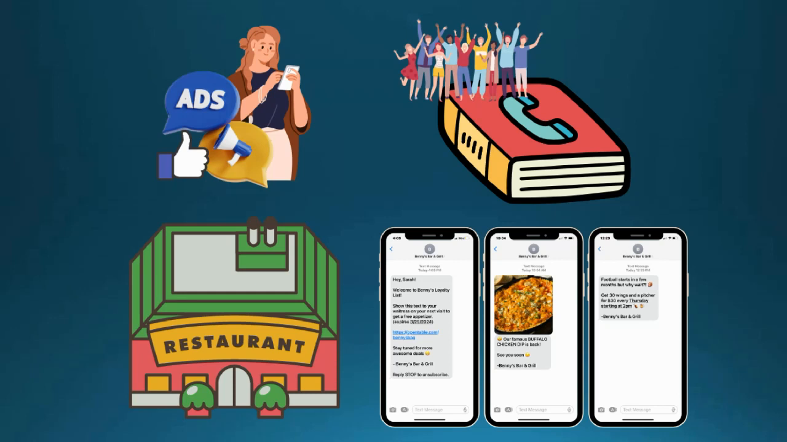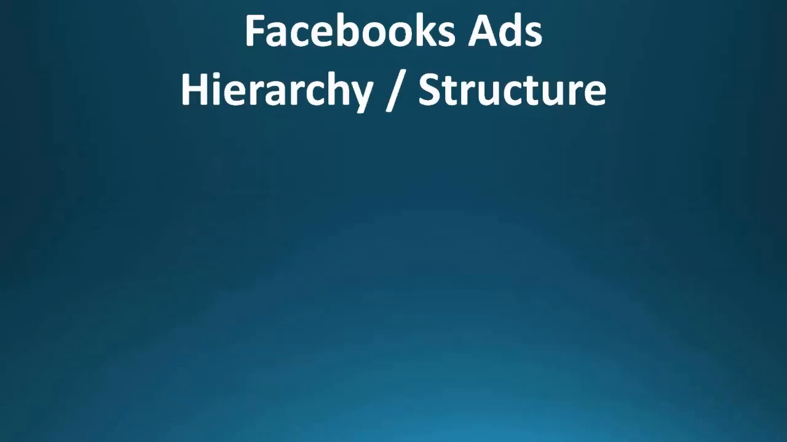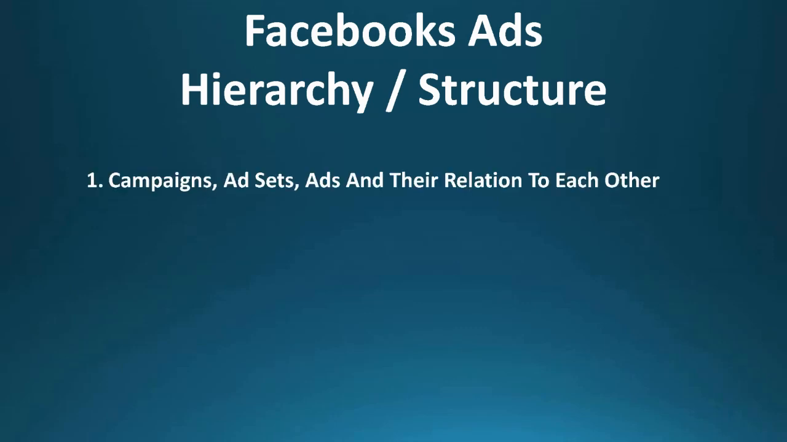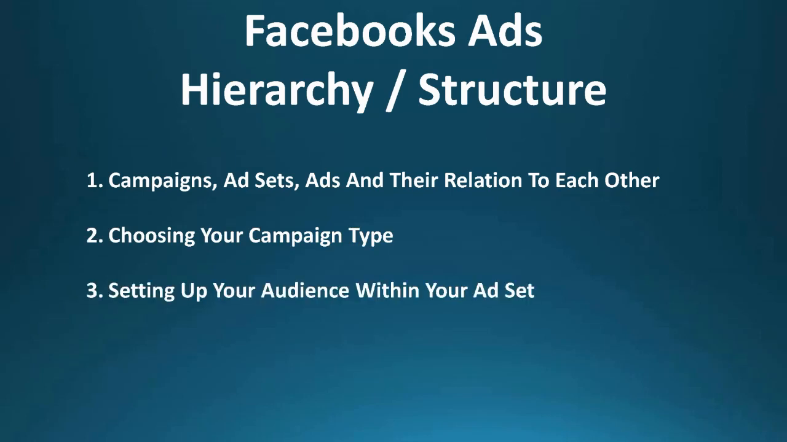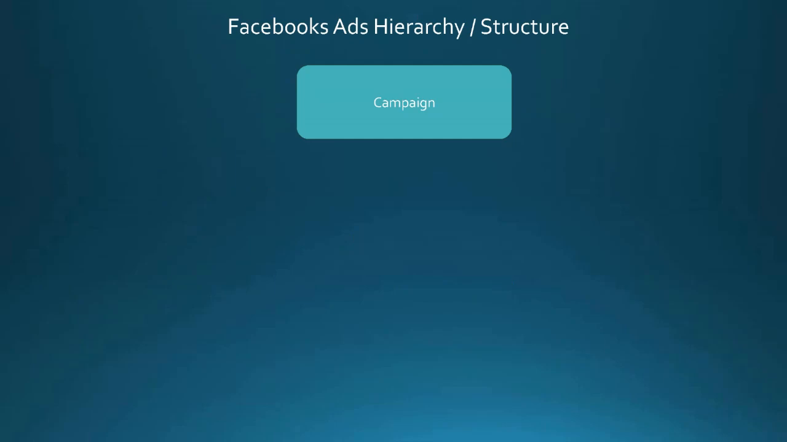So let's jump in and we're going to take a look at the hierarchy and structure of these ads. So we're going to be learning about campaigns, ad sets, ads, and their relation to one another, choosing your campaign type, setting up your audience within your ad set, and the basics of an ad. So we're going to start at the very top with campaigns. So the campaign is really just the overall goal or objective of what you're trying to do.